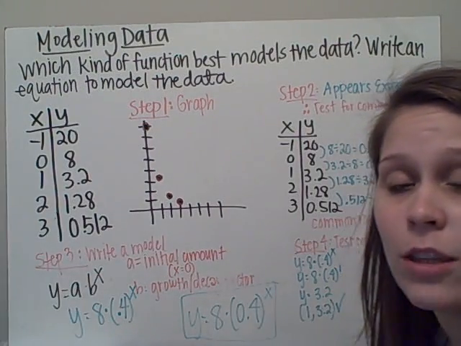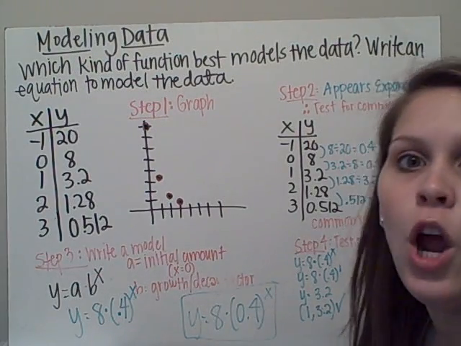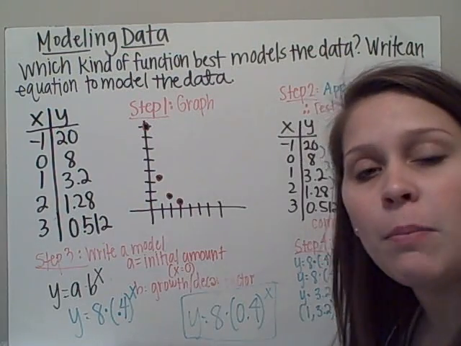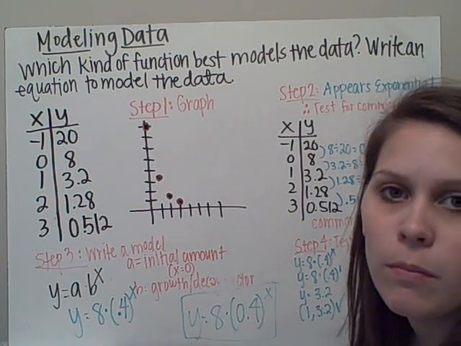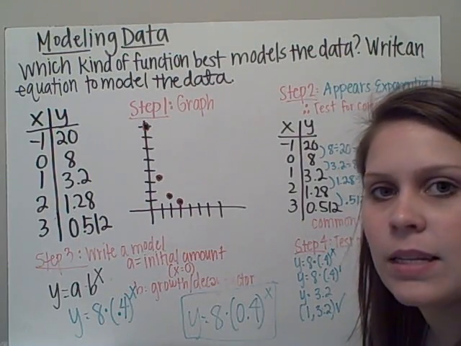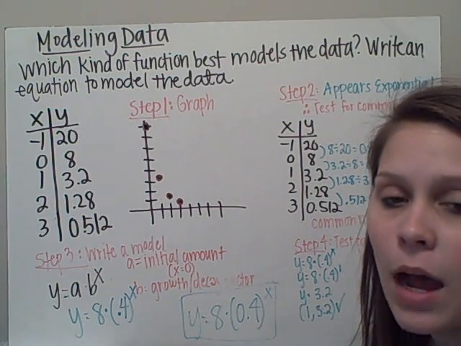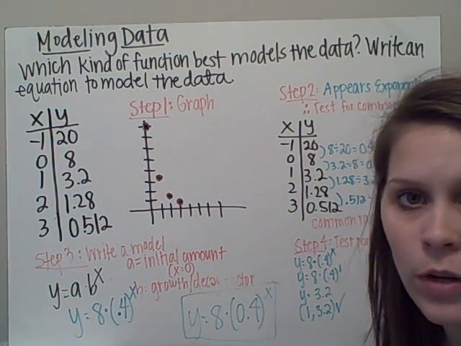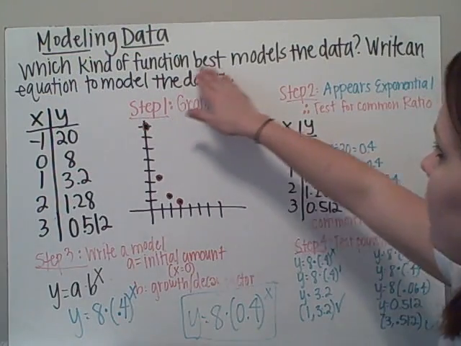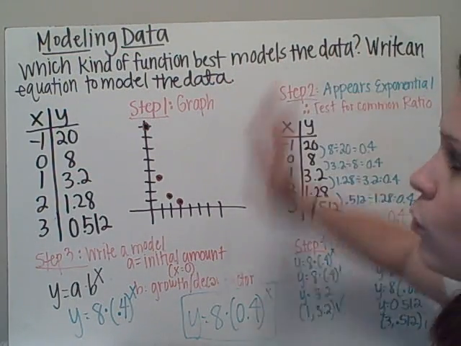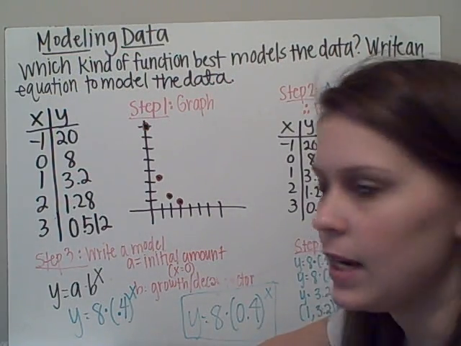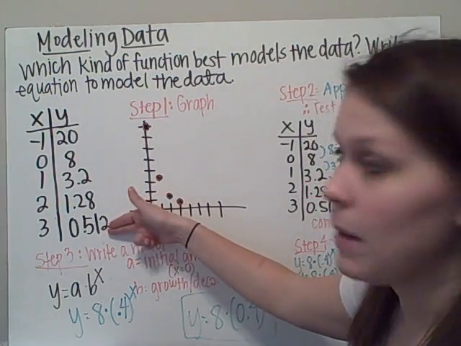So now we're going to take the two components that we just talked about, graphing points and seeing what the shape of the graph is, and analyzing data points to figure out a modeled equation for the information we were given. So it says, which kind of function best models the data? Write an equation to model that data. So we're given this information.